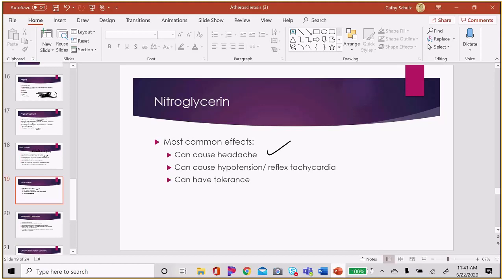The other issue is when you're taking nitroglycerin on a daily basis, you can develop tolerance, especially to the topical nitroglycerin. So anyone who's on topical nitroglycerin will have to have time periods where they are off of the medicine, and usually that's done at night.